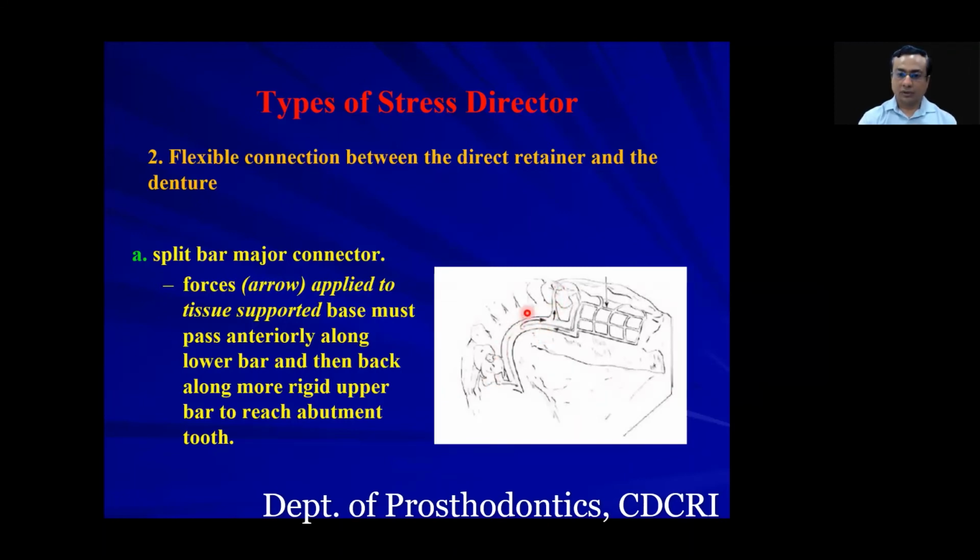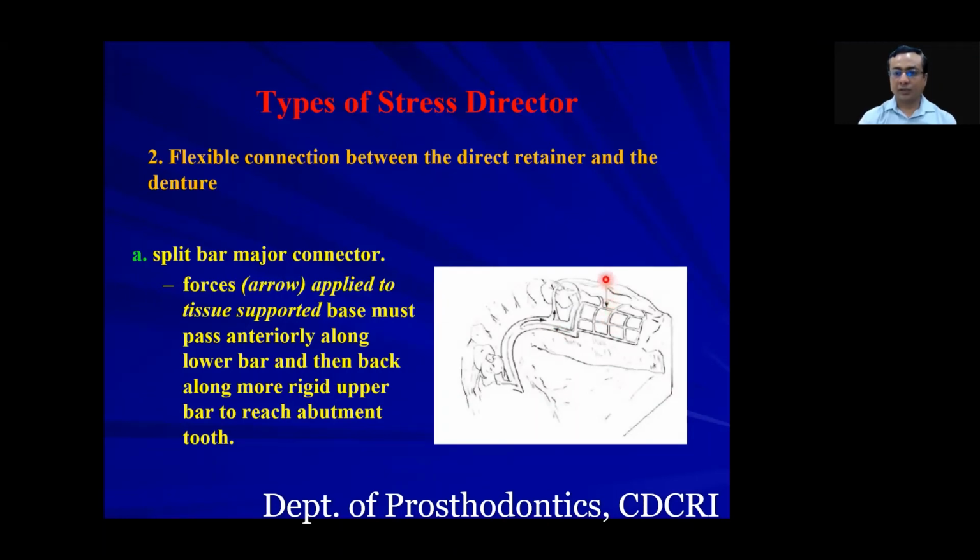All of you know that the major connector should be rigid, but because of this splitting of the major connector, some flexibility is given to the major connector. So it is not entirely rigid. It is slightly flexible, particularly the lower segment, which is attached to the denture base.